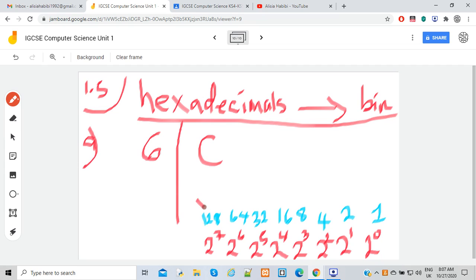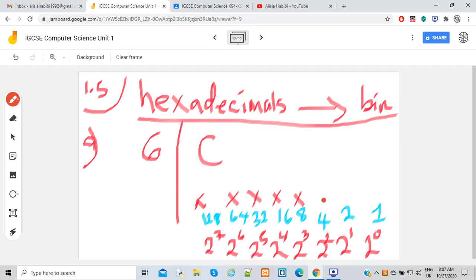So this is obviously a no-no. This one too is a no-no. 64, no, it's too big. 32 is a no-no. 16 is a no-no because they're all bigger than 6. We're converting 6 into binary. 8 is a no-no. However, 4 is not a no-no. It actually is true because 4 is less than 6.